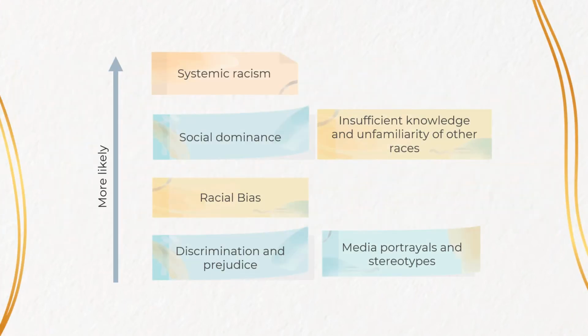This is the visual representation comparing the reasons that have been presented before, with the likeliness percentage increasing as we go up. Systemic racism is most likely the reason, and in the order as we go down: social dominance, same as insufficient knowledge and unfamiliarity of other races, then racial bias, discrimination and prejudice, and also media portrayals and stereotypes.